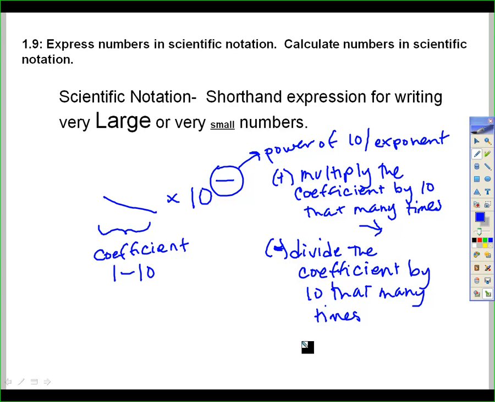If you're going to divide, it's going to make it smaller, and you're going to shuffle your decimal to the left. I don't know, that confused me a lot when I was in high school. Sometimes it still does, the whole left-right thing. So if you can think of it just as like multiplying or dividing, you might be better off. So let's look at a couple numbers.